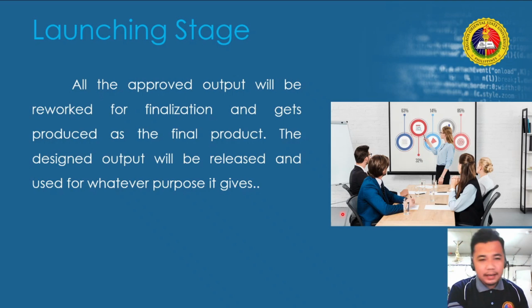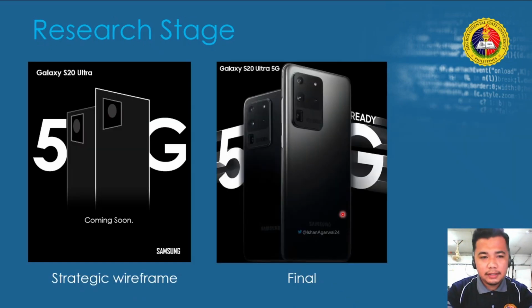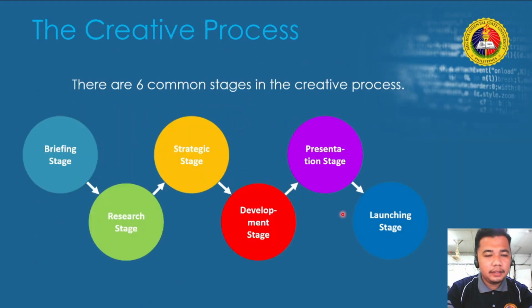So that is the 6 stages of the creative process. So again, we have the briefing stage, where this is the time that you and the client are going to talk about what the client wants and the point of reference. Next, we have the research stage, that is to learn more about the client, about the device or the service, or I'm sorry, the product that you will be working on.